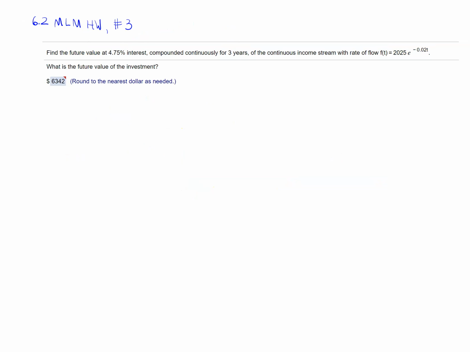This is question number 3 from the 6.2 MyLab Math homework. And we're being asked to find the future value at an interest rate of 4.75% compounded continuously for 3 years for a continuous income stream given by this function. Okay, so the key words here are future value. When you're being asked to find a future value, you're going to use this formula. So here's our future value formula. It's pretty intimidating. You do not have to memorize this. It'll be given to you. You just need to know how to use it. So let's talk about the parts.